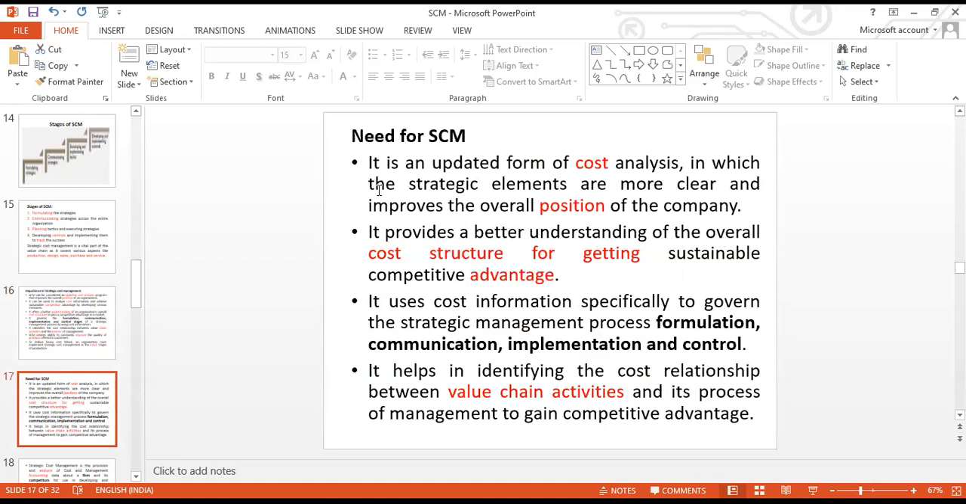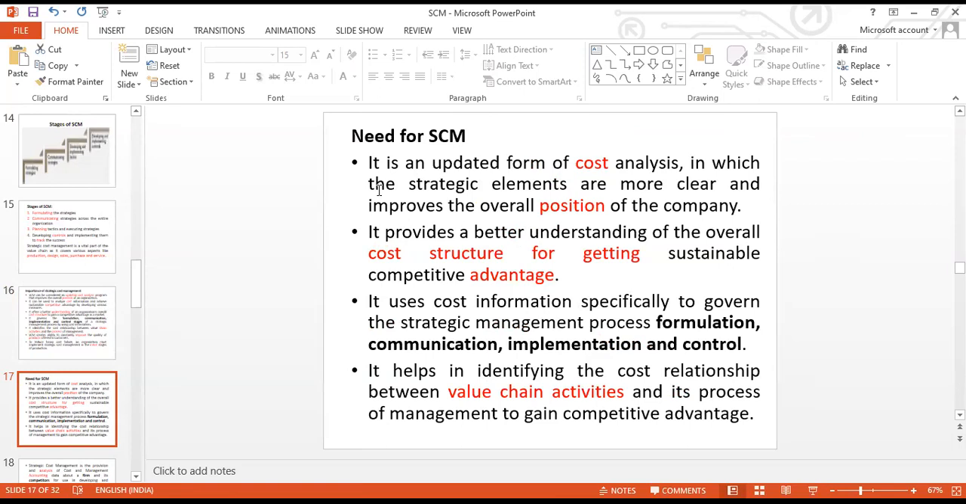So, need of strategic cost management. So, why is there a need? It is the updated form of cost analysis. It is different from your traditional cost analysis. Strategic cost management is different. It has more advantage over traditional costing.